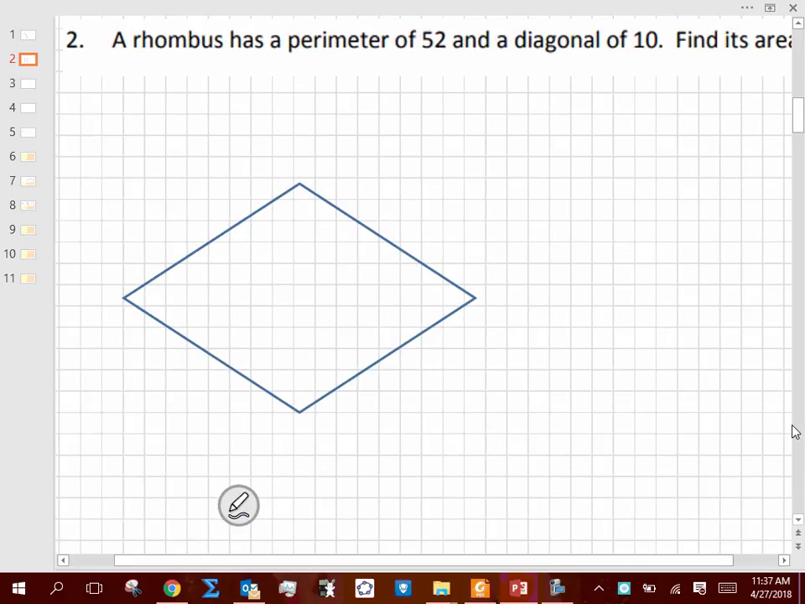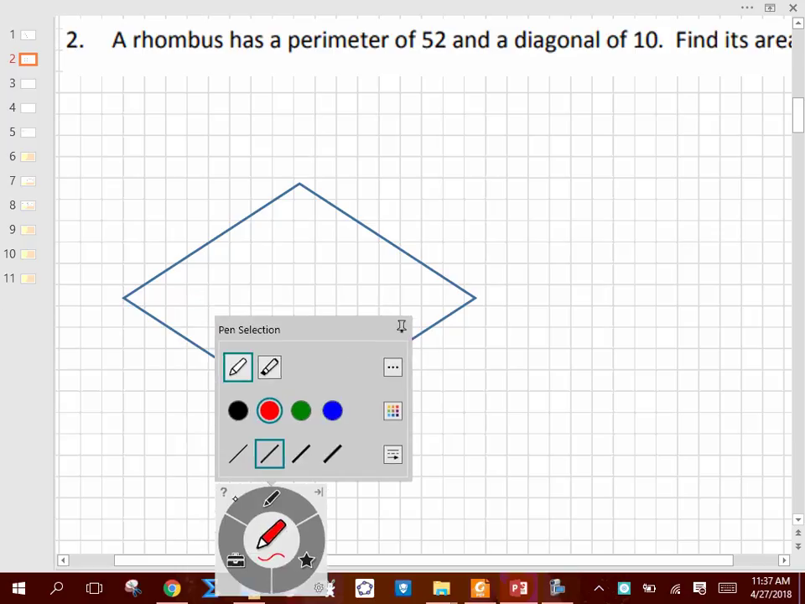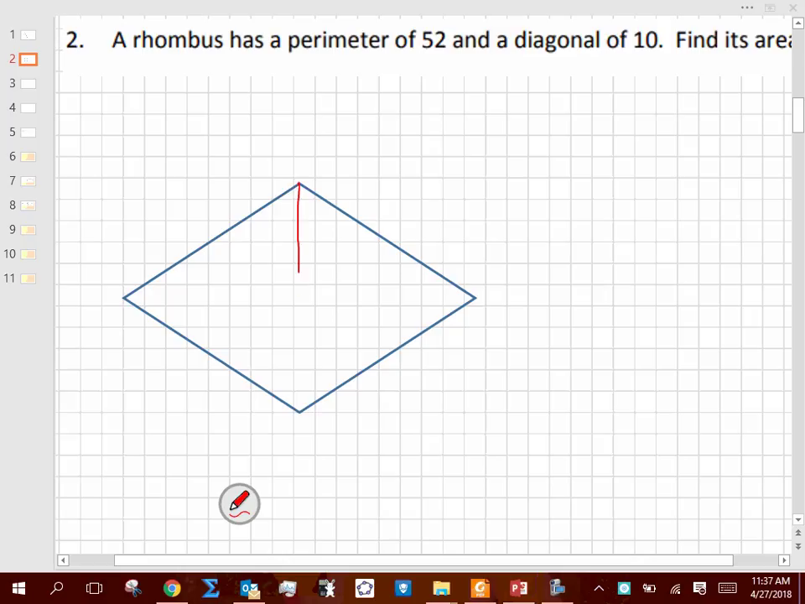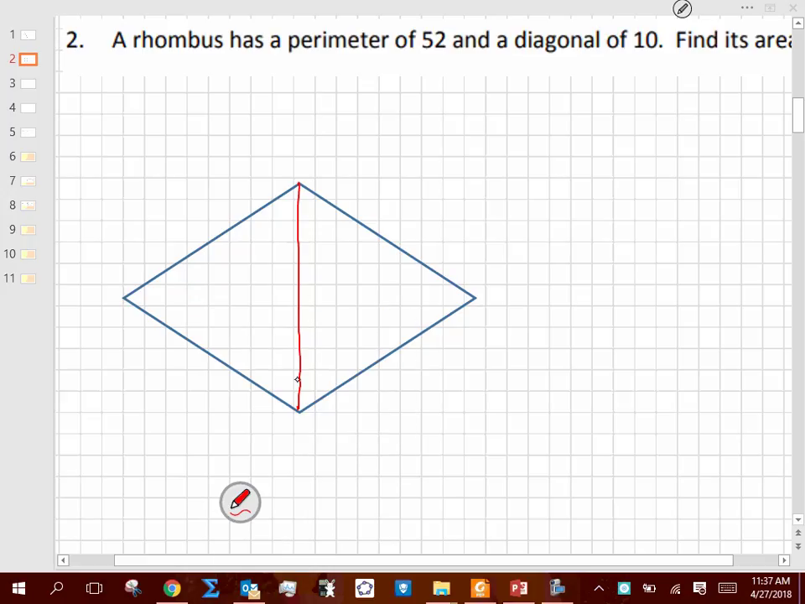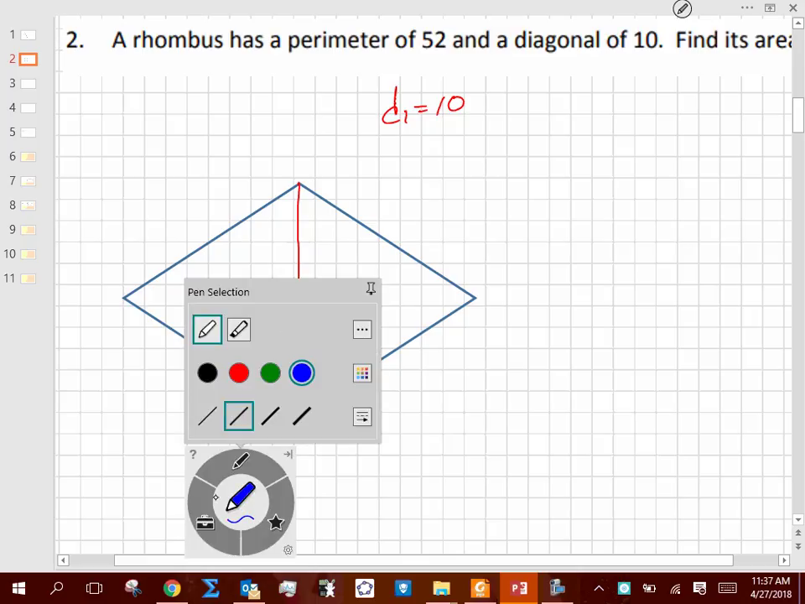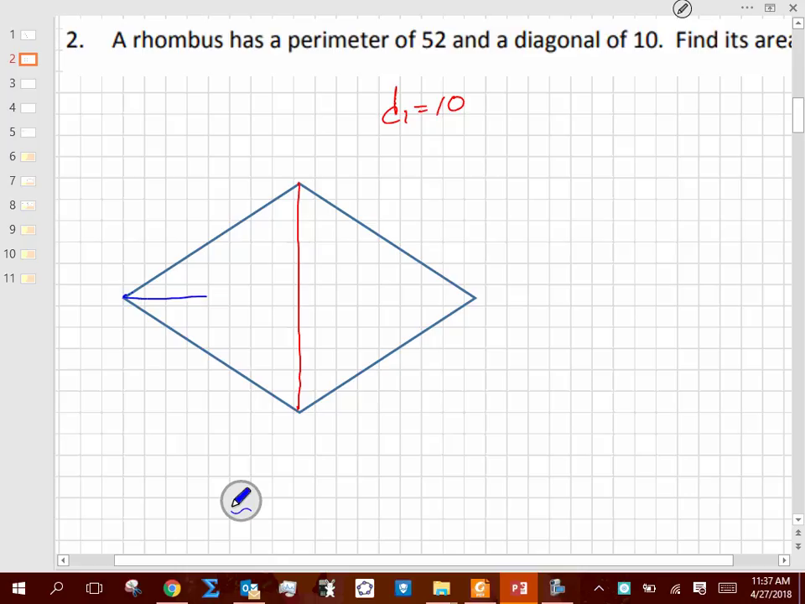All right, so if the perimeter is 52, what is each side length? 13. Okay. I'm going to need that diagonal, and that one's probably the one that they're saying is 10, right? So I'll call the red one D1. Let's just say it's 10. I also need the other diagonal, so I'll make it blue. That's the one we have to do a little bit of work to find.